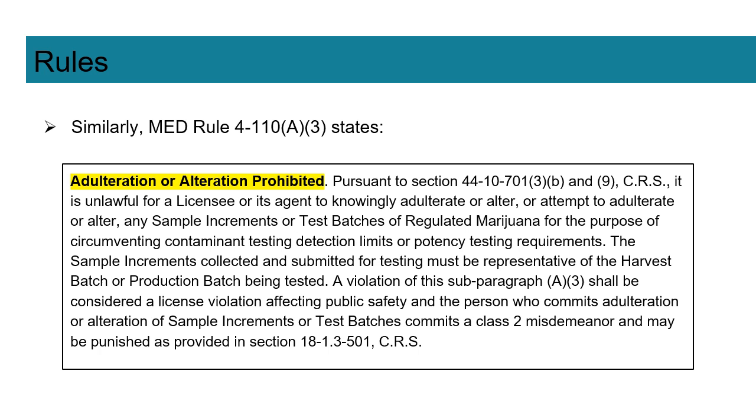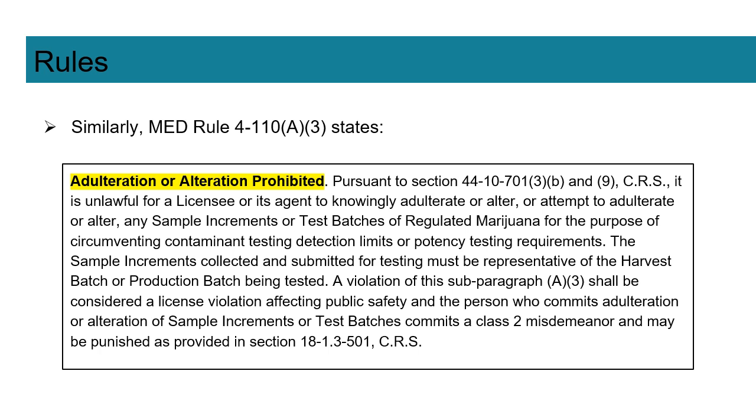MED Rule 4-110A3 states, "Adulteration or alteration prohibited. Pursuant to Section 44-10-701 3B and 9 CRS, it is unlawful for a licensee or its agent to knowingly adulterate or alter, or attempt to adulterate or alter any sample increments or test batches of regulated marijuana for the purpose of circumventing contaminant testing detection limits or potency testing requirements.